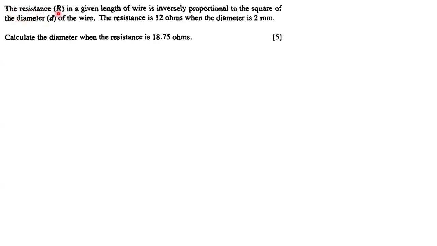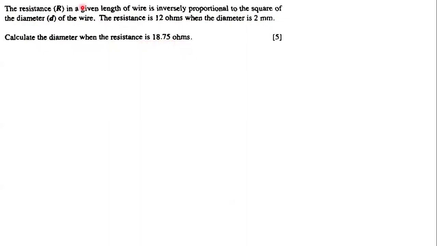The resistance R in a given length of wire is inversely proportional to the square of the diameter D of the wire. The resistance is 12 ohms when the diameter is 2 millimeters. Calculate the diameter when the resistance is 18.75 ohms.